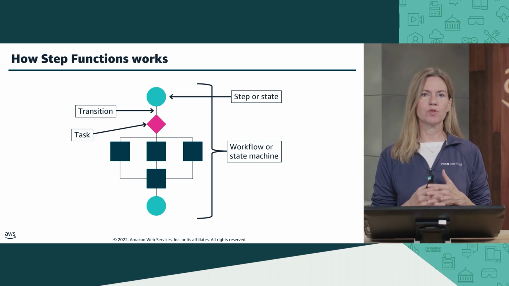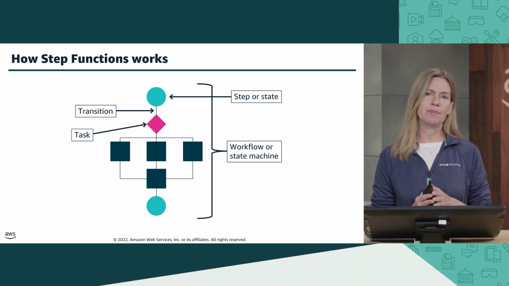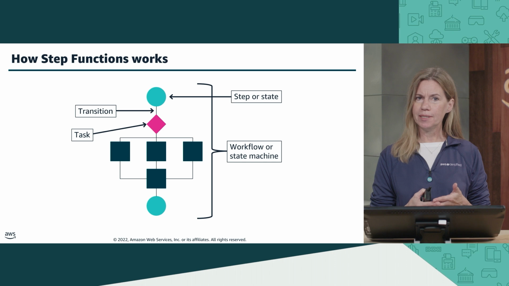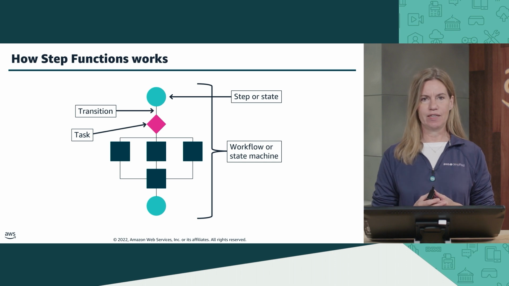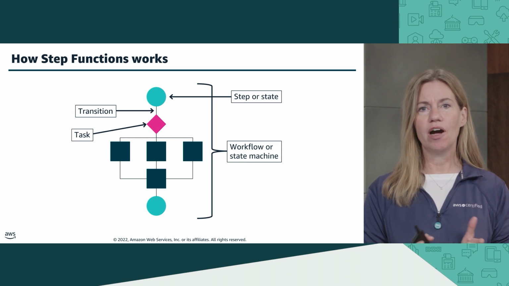A task performs work by using an activity or a Lambda function, or by passing parameters to the API actions of other services. Each state machine starts with an input. The state transforms the input and passes the output to the next state. In the Step Functions console, you can visualize your state machine and get near real-time information on your state machine tasks.